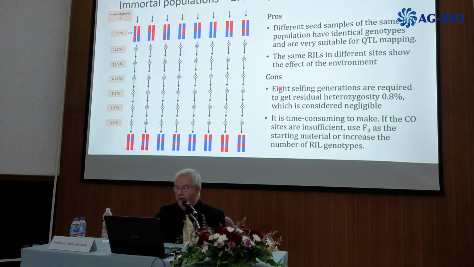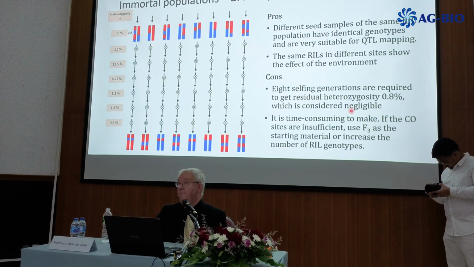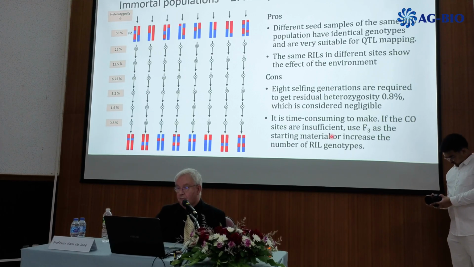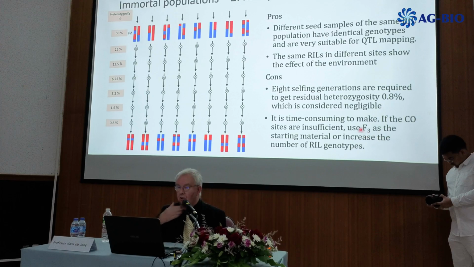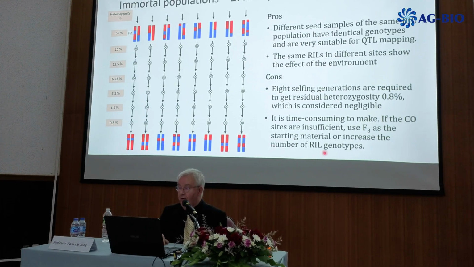So the drawbacks of the material: keep in mind that 8 selfing generations are required, we said in general, to get a residual heterozygosity, a final heterozygosity, which we call negligible. And every generation thereafter, the percentage of residual heterozygosity will be cut by half. It is time consuming to make. If a crossover is insufficient, you start not with an F2 generation but with an F3 generation, and then you get, by selfing, of course, many more crossover sites.